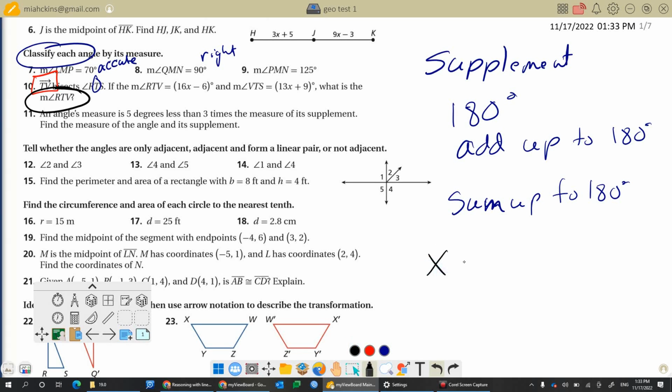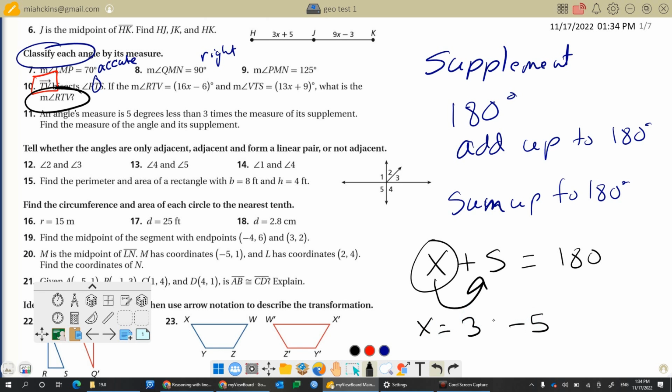So some angle x plus s is equal to 180 degrees. Right? So these two angles have to add up to 180 degrees. So an angle's measure is 5 degrees less than 3 times the measure of its supplement. So we're going to get this written in terms of its supplement. And so x is equal to 3 times the measure of its supplement minus 5 degrees. So we know that it's 5 degrees less than 3 times its supplement.